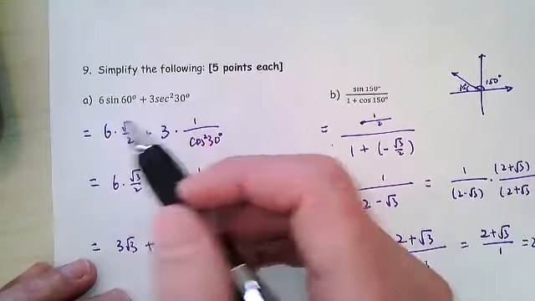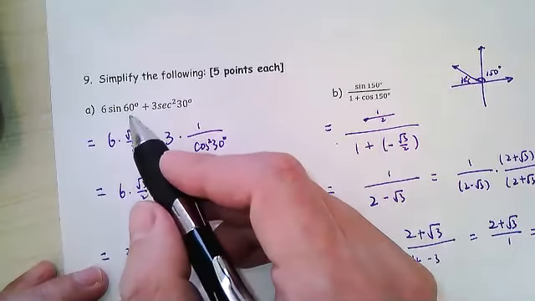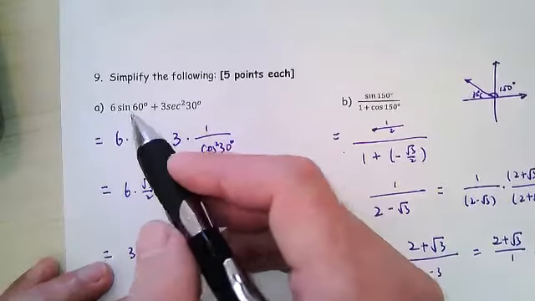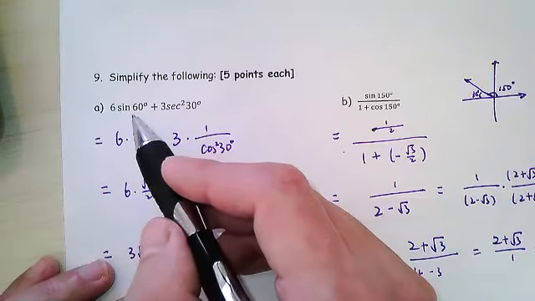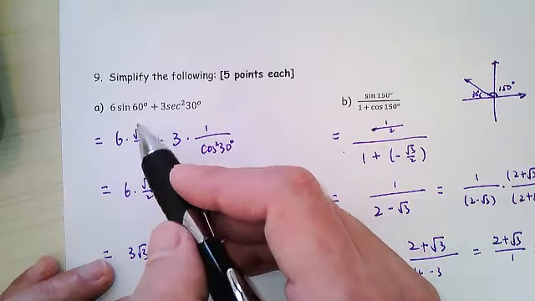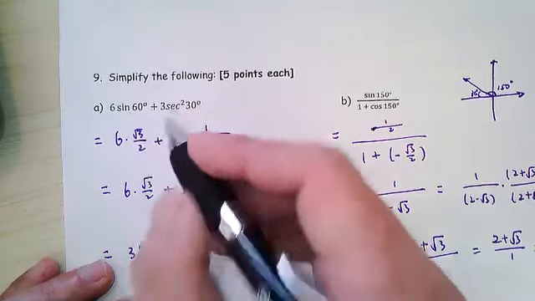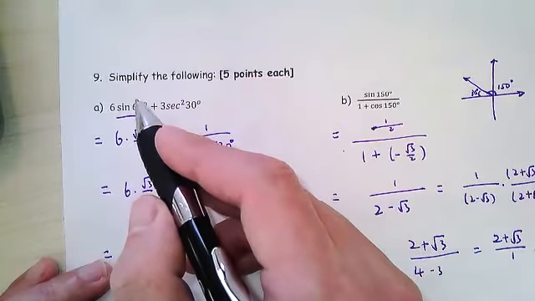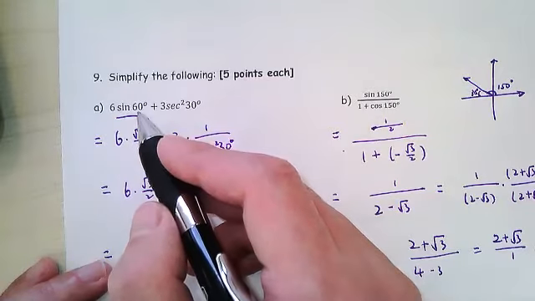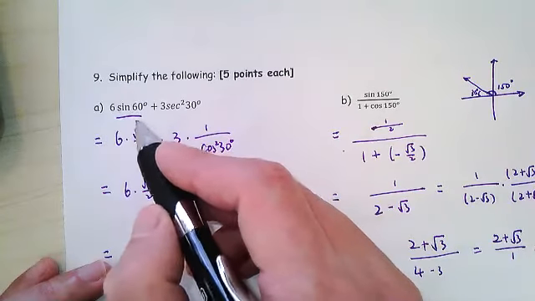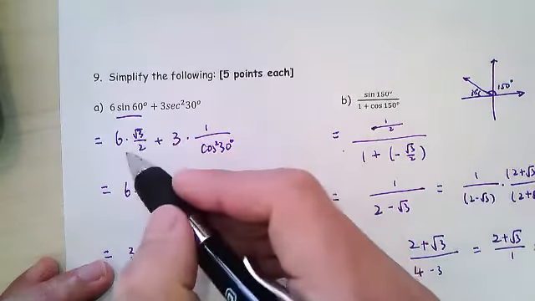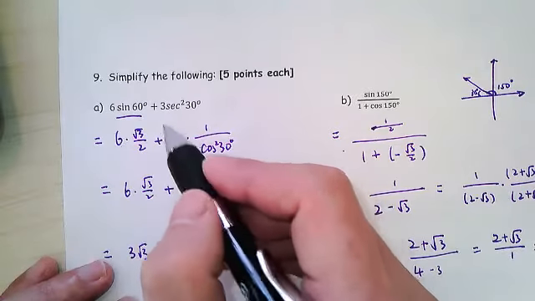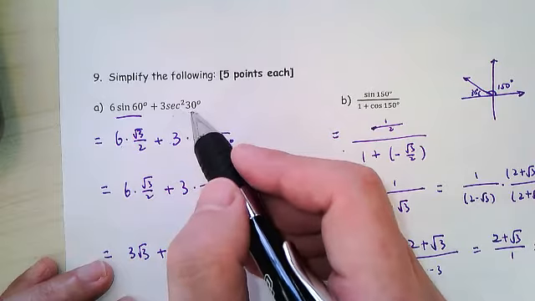Question 9. Six times sine 60 degrees. Again, what is sine 60 degrees? This is a very important value, and we only have a few values to memorize. The sine of 60 is just square root of 3 over 2. So it's 6 times square root of 3 over 2, plus 3 times secant 30 degrees.